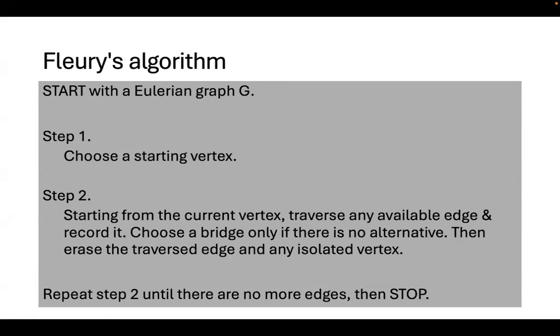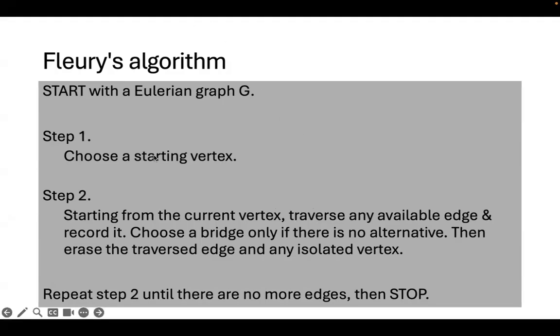So there's an algorithm to find an Eulerian path. Before, maybe we were just going by vibes to try and find this path, but there's an algorithm to get there. And so we start with this Eulerian graph and we choose a vertex to start with. This can be arbitrary. And we're going to start from the current vertex and traverse any available edge and record that. When we choose any available edge, if the edge available is a bridge and there's no other options, then we take the bridge.